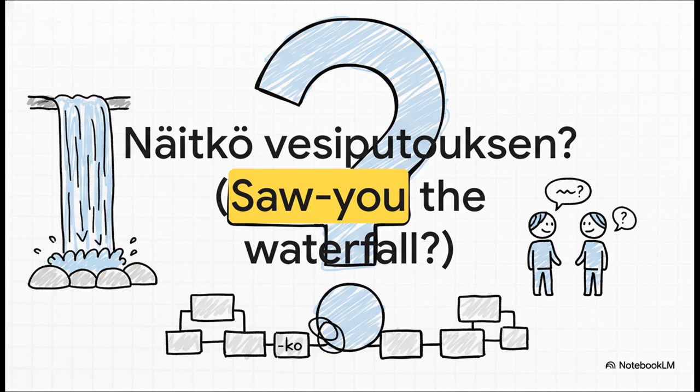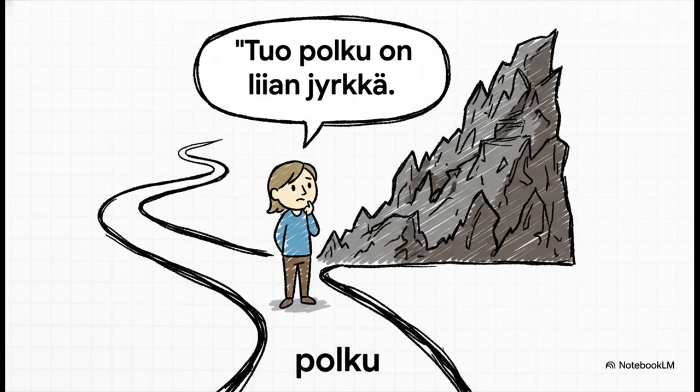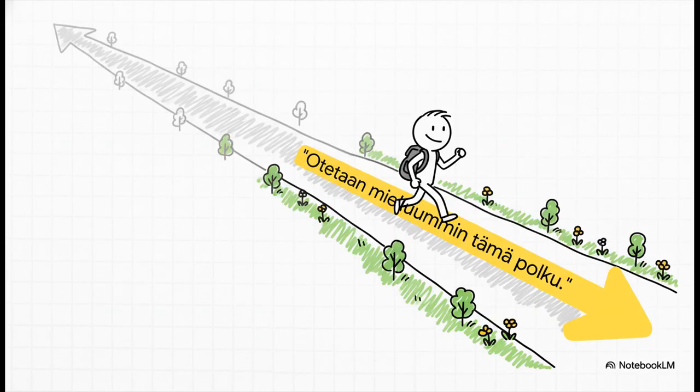It's so efficient. All right, on our journey, we've reached a fork in the road. We've got a choice to make. We look at one path, one polku, and we decide that trail is too steep. Liian jyrkkä. So we make our decision. Otetaan mieluummin tämä polku. Let's take this path instead. With one final, decisive choice, we continue on our way, having built the language to describe our journey every single step of the way.